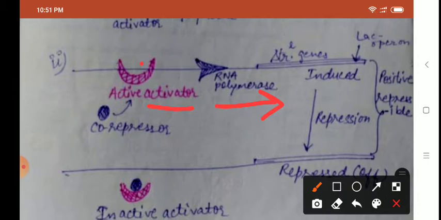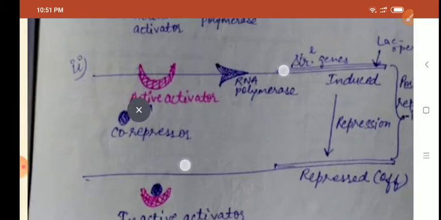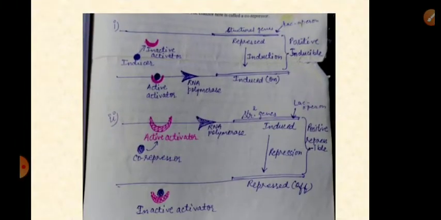But as soon as co-repressor comes into the environment, co-repressor converts active activator into inactive activator. So as soon as the activator becomes inactive, it cannot bind to the operon. Hence, the system becomes off. Protein synthesis is shut down. This is called positive operon control.